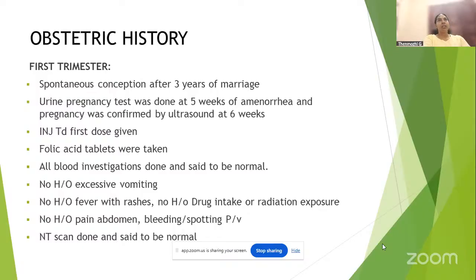Third trimester. The patient will be having bilateral pedal edema and pendulous abdomen, ma'am. Mobile head, floating head. Patient complaints of excessive lumbar lordosis, ma'am. Waddling gait, ma'am.